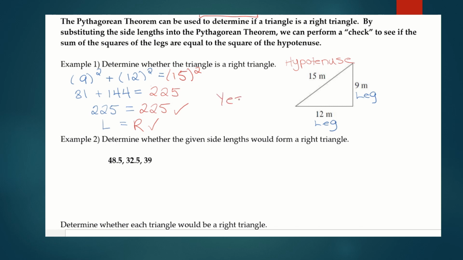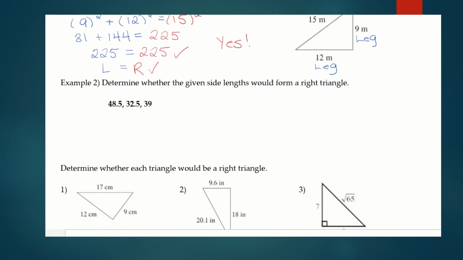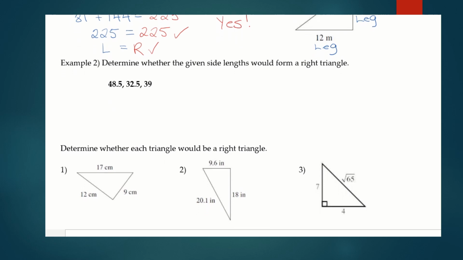So yes, if we're given a triangle with the side lengths 9 meters, 12 meters, and 15 meters, we have a right triangle. And we prove that using the Pythagorean theorem. Let's take a look at number 2. Determine whether the given side lengths would form a right triangle.